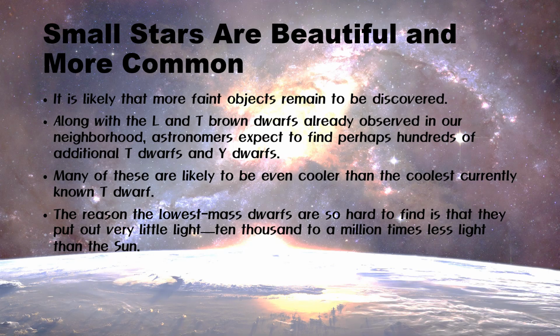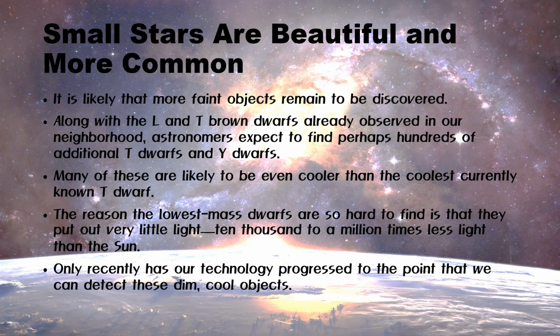The reason the lowest mass dwarfs are so hard to find is that they put out very little light, tens of thousands of times less than our Sun. And you have to remember, there's also a distance between us and those brown dwarfs, which means that light is going to register much less in apparent brightness. Only recently have we had the technology to progress to the point that we can really detect these dim, cool objects.